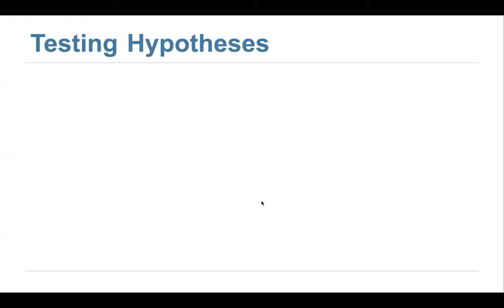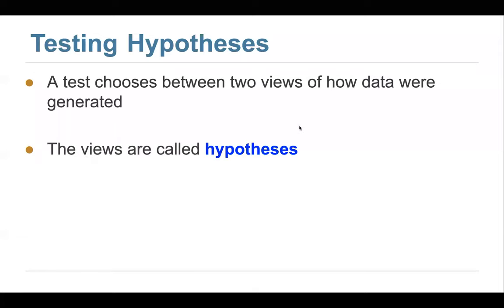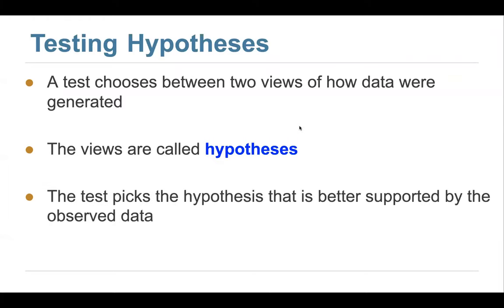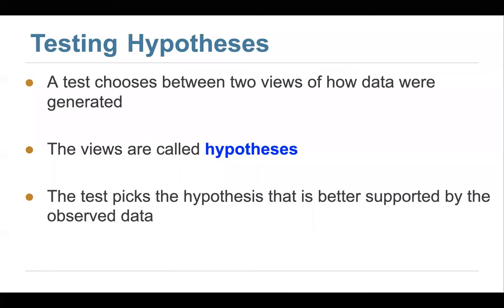And so just to go over what hypothesis testing really entails, you're just choosing between two views of how the data were generated. This is analogous to the model and alternative we were talking about before. And these viewpoints are actually just called hypotheses. And the idea is your test is going to pick the hypothesis that's better supported by the observed data. So this is just a different language for talking about what we've already been doing. This isn't anything new compared to what we've been doing so far, but it's just some formal language around it.